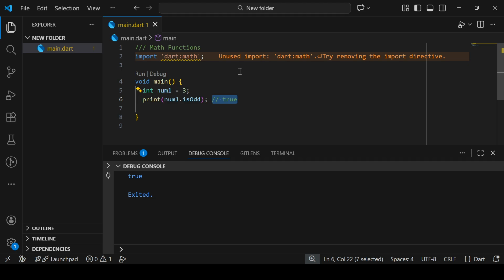So these are just the functions that I wanted to clarify. I hope you will understand this concept of math functions, and keep practicing.